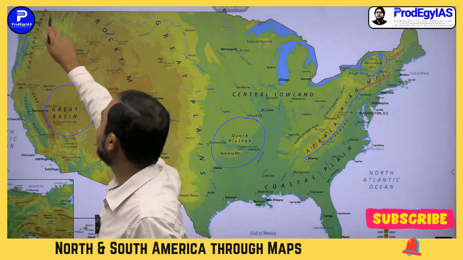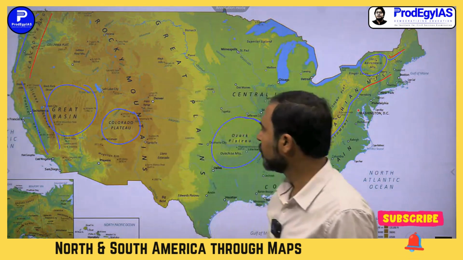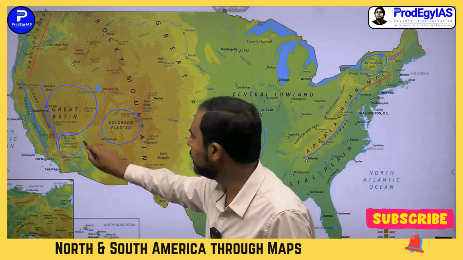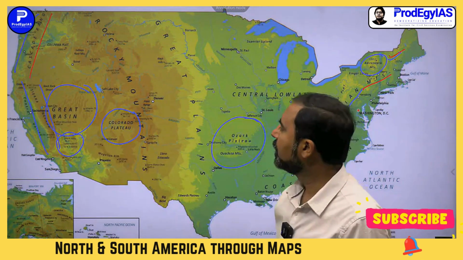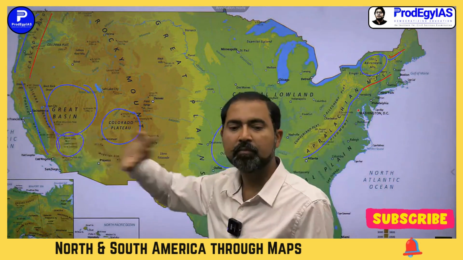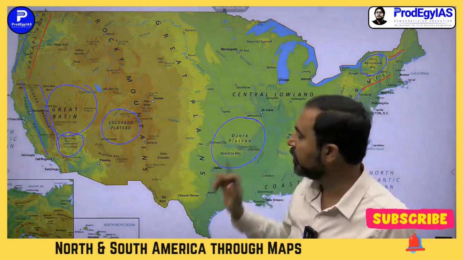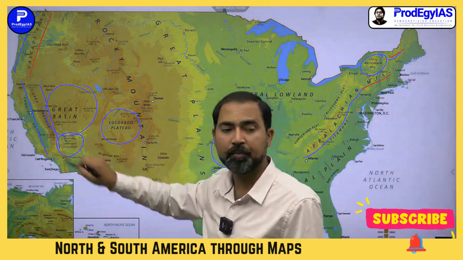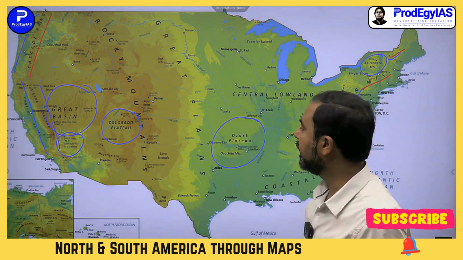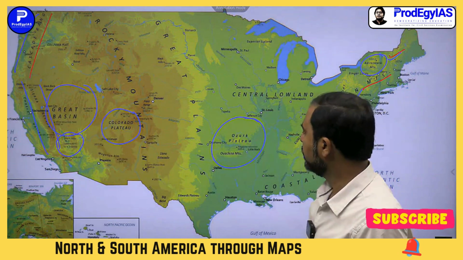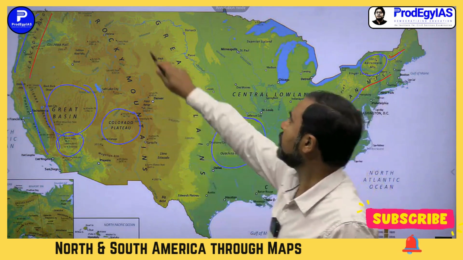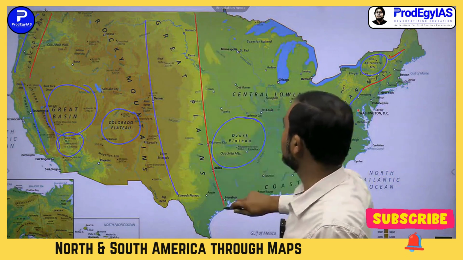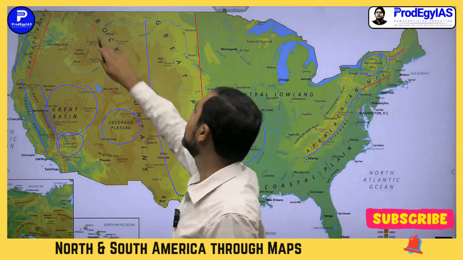This is the Cascade Range. This is the Sierra Nevada. This is Death Valley. Death Valley is the lowest point in North America. This middle part is the Great Plains. Then this is the Rockies.